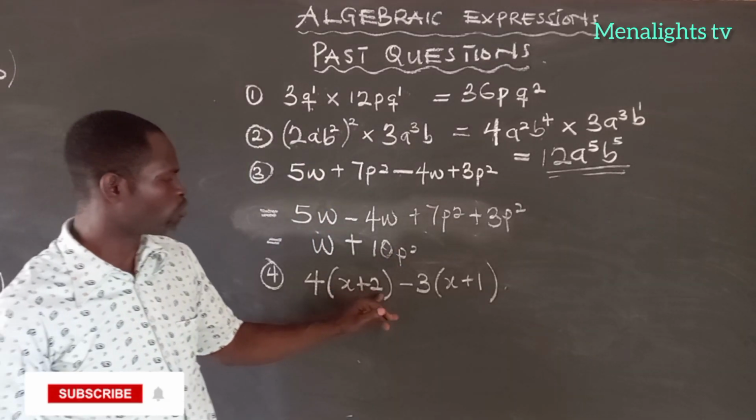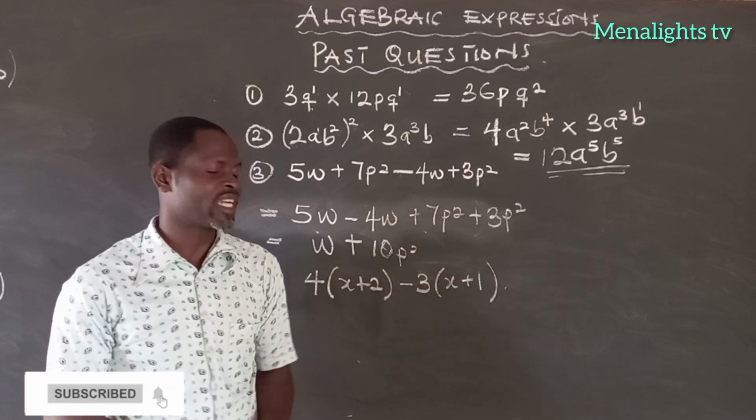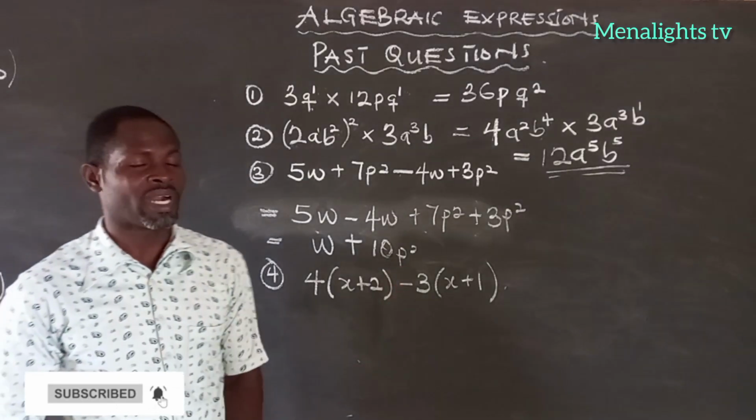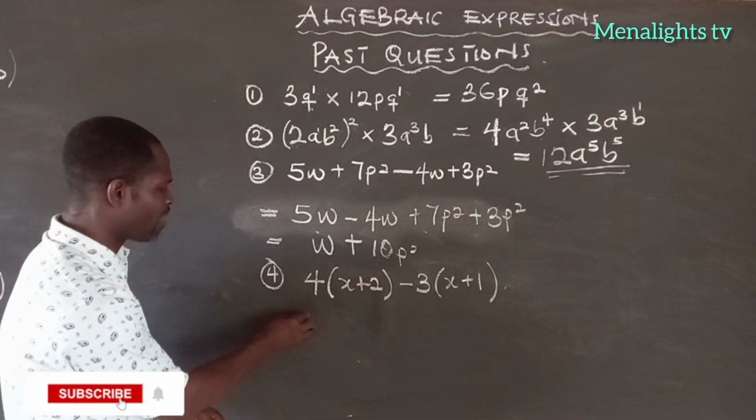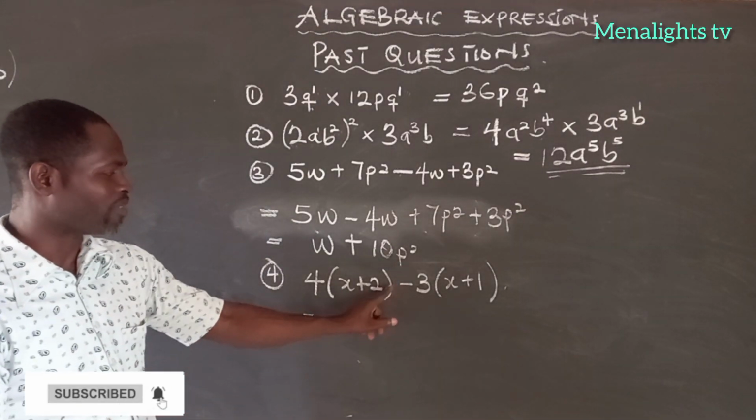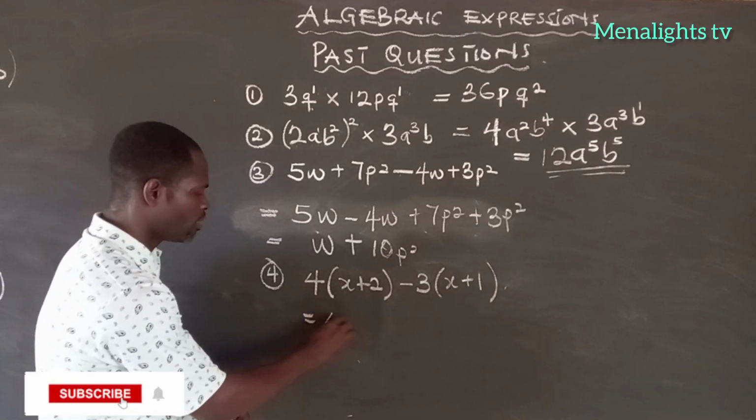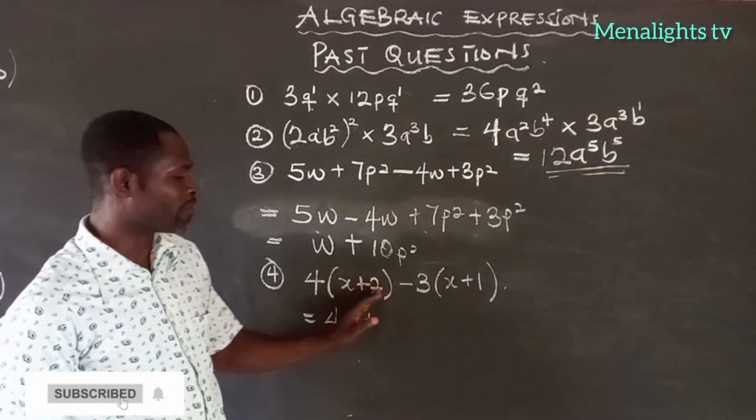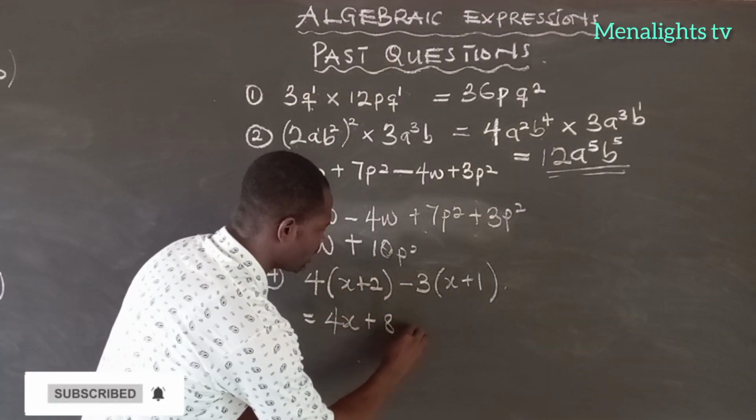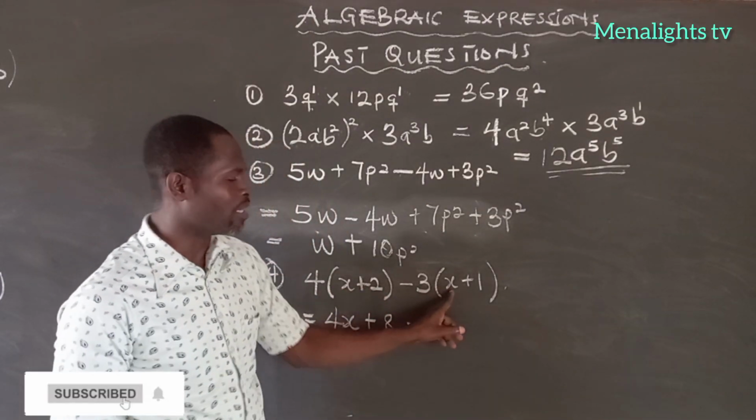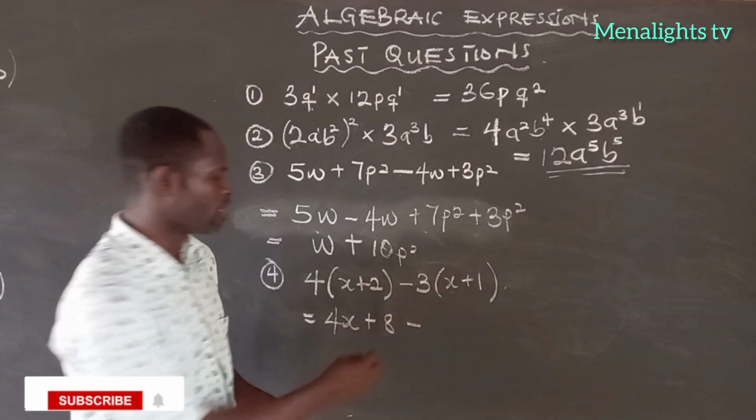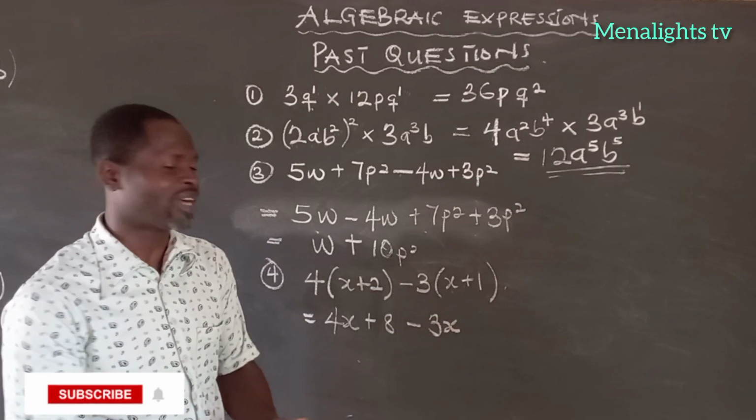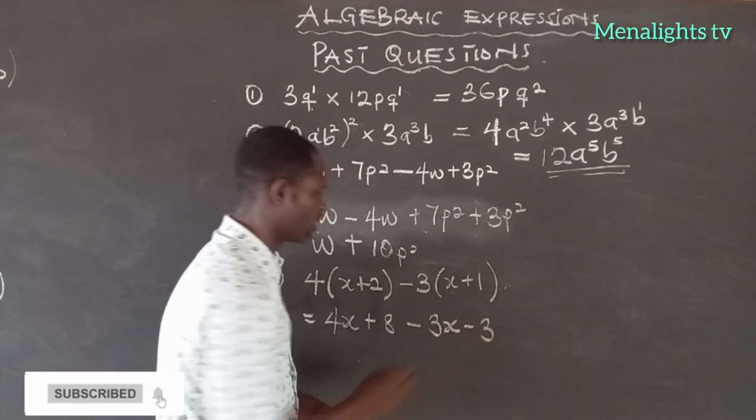4 into bracket x plus 2, then minus 3 into bracket x plus 1. So in this context, what we have to do is first we have to expand the bracket, then we simplify. So what we have is the 4 will multiply everything we have in this bracket. So 4 times x will give us 4x plus the same 4 will multiply the 2. So 4 times 2 will give us 8. Then minus 3 times x will give us 3x. Then negative 3 times 1 will give us negative 3.